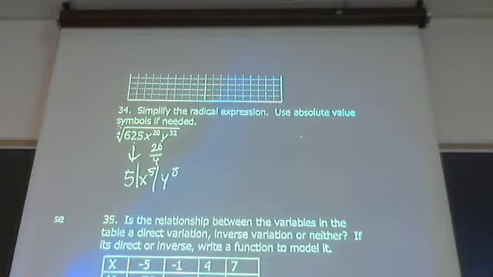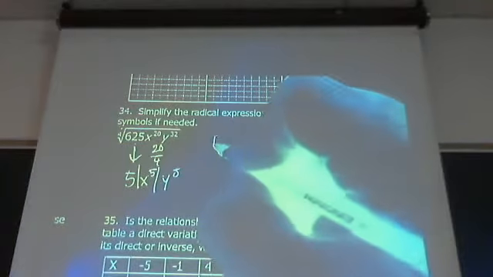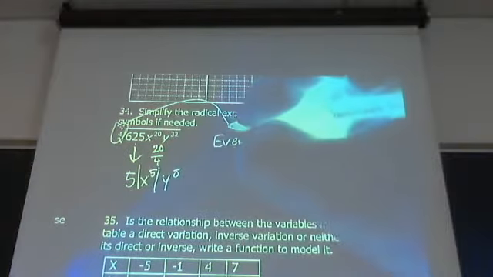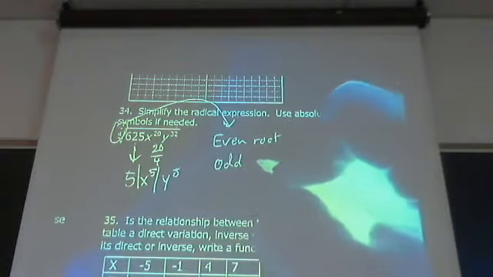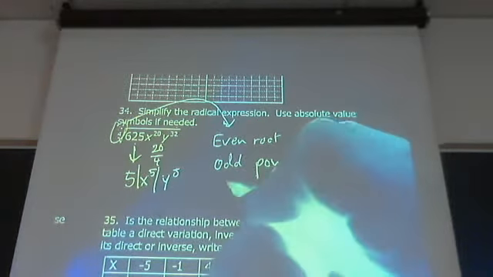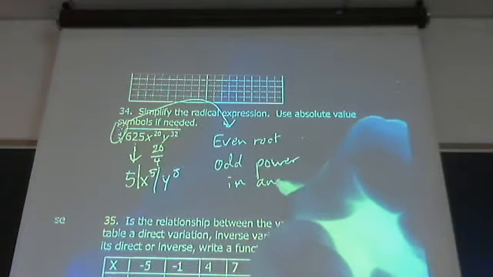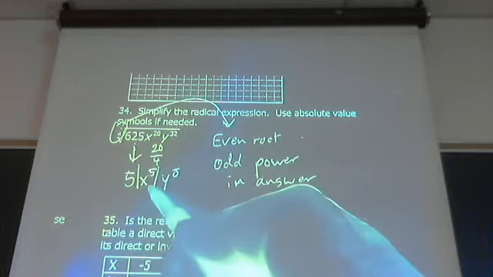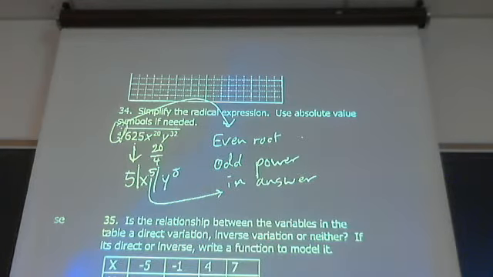wreck. That's the one thing I don't understand about this. When is it a good time to put the absolute value? Even root. Do we have an even root? Okay, yes, we did. Odd power in the answer. Oh, okay, got it. So the even root is like a 2 or a 4, or a 6 or an 8. The roots. So, okay, I got it now.